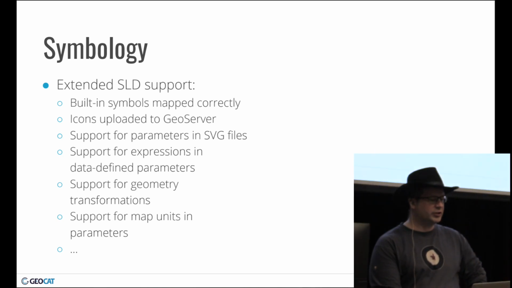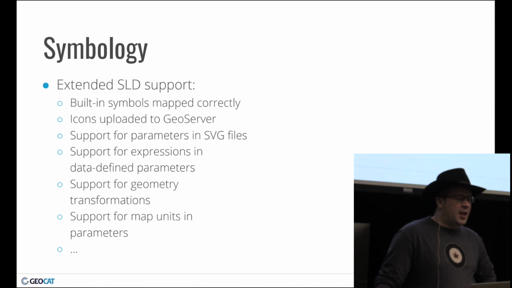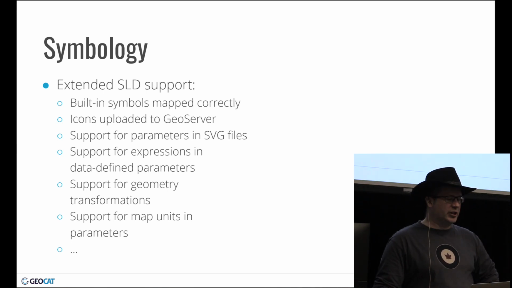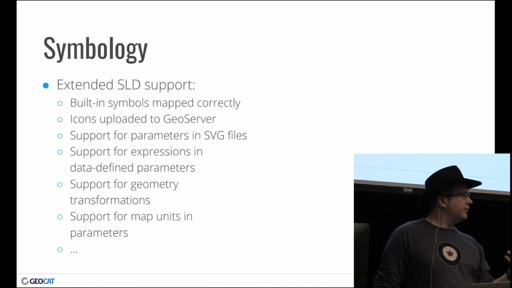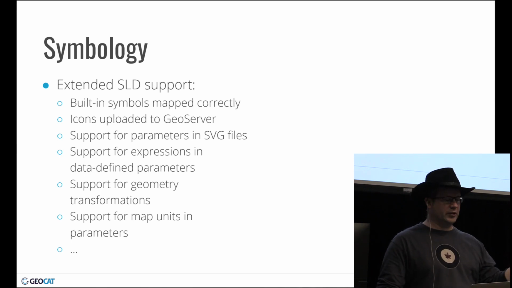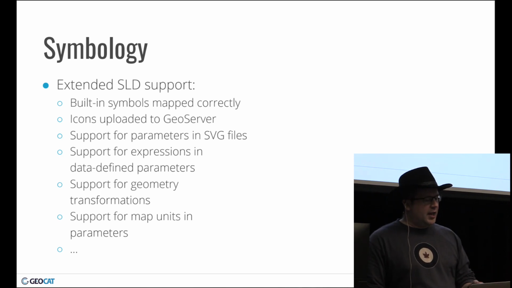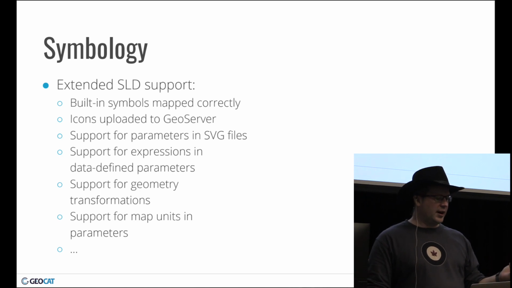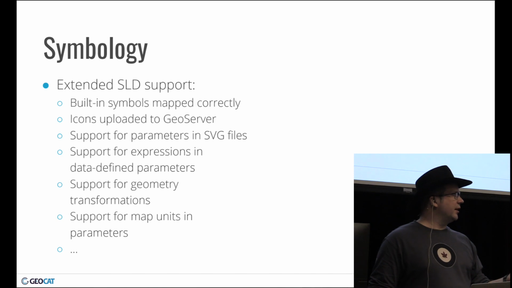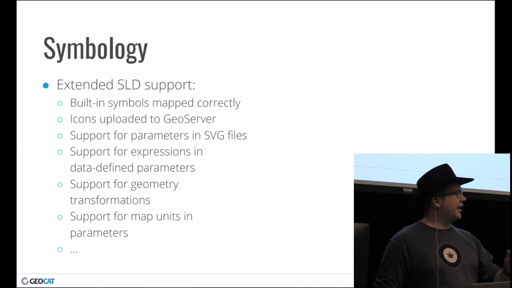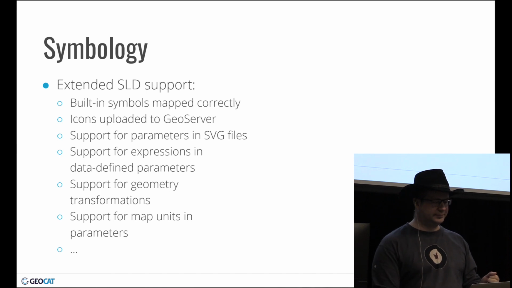Okay. For publishing to GeoServer, we're really taking charge of doing all the cartography publishing ourselves. So all of the built-in symbols are now mapped correctly. All of the icons and SVG files you're using are uploaded to the server. It has support for the parameters in the SVG file, support for expressions and data-defined parameters. None of this functionality was available in the QGIS export to SLD.